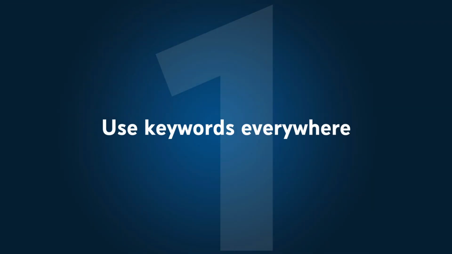Step number 1, use keywords everywhere. In the title of the video, the description of the video, the tags of the video, the tags of your channel. That way, you don't need to ask yourself whether tags still work or not. And it just takes a minute, and this will definitely teach YouTube what your video and your channel is all about, and it will increase the chance of finding the right audience for your videos.